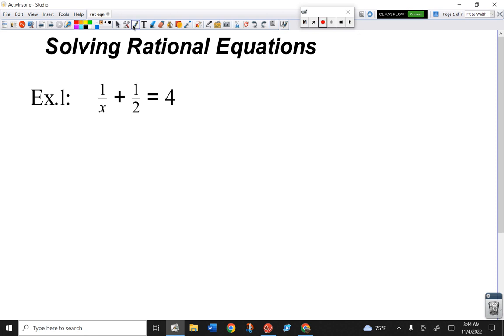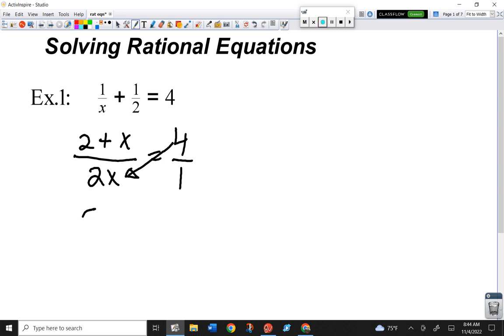We multiplied 2 times 1, we got 2. And then we added x times 1, which was x. All of that was going to be over x times 2, or 2x. Now that's going to equal 4. Well, we can turn any number into a fraction by putting it over 1. Now, multiply. 4 times 2x, that's 8x. Multiply 2 plus x times 1, and you get 2 plus x.